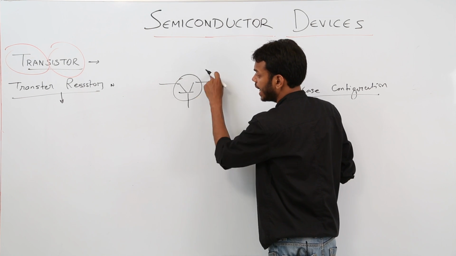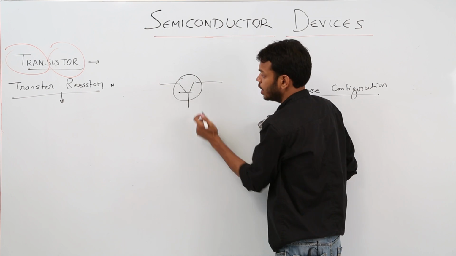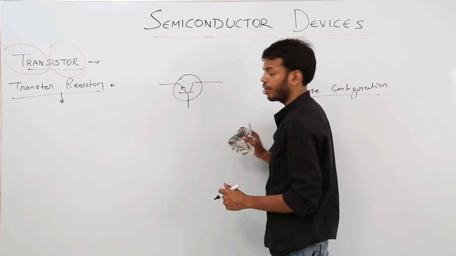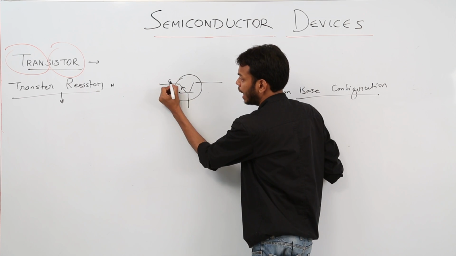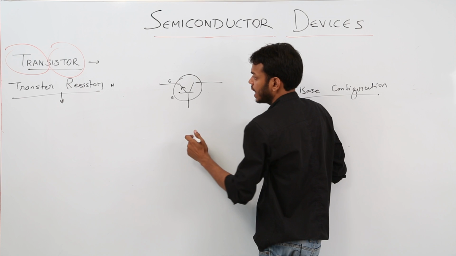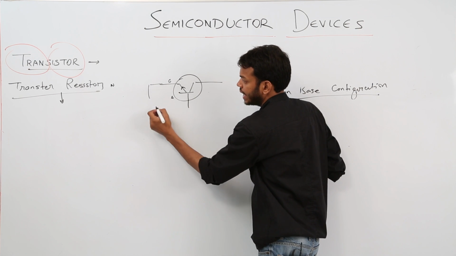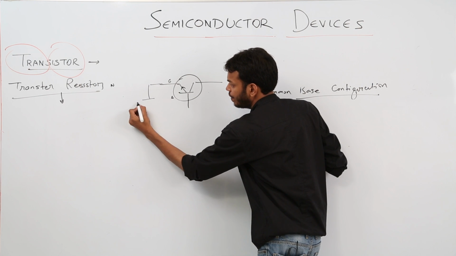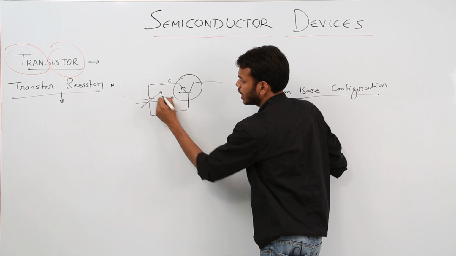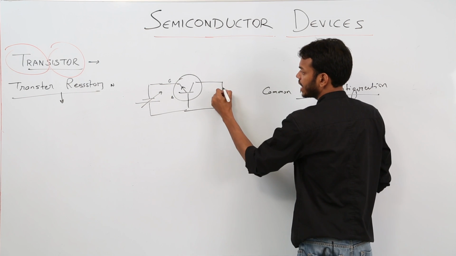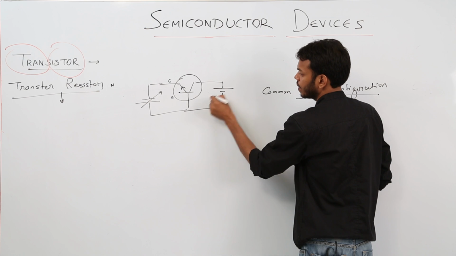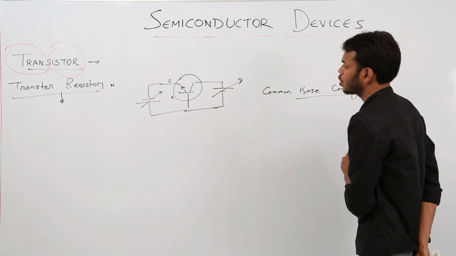This is an NPN. This part is positive, this part is negative. So positive to negative will be the direction of the arrow. We have to make the emitter base region forward biased. So the emitter, which is negative, will be connected to negative, and the other will be connected to positive. This is how you make the diagram, right? This is the circuit diagram for common base configuration.